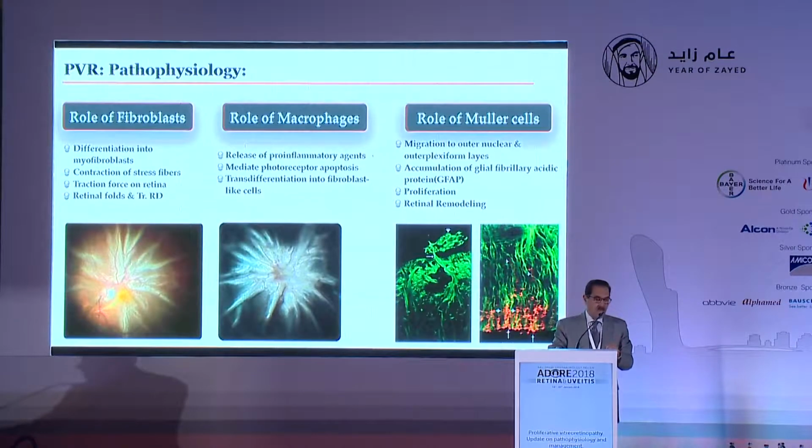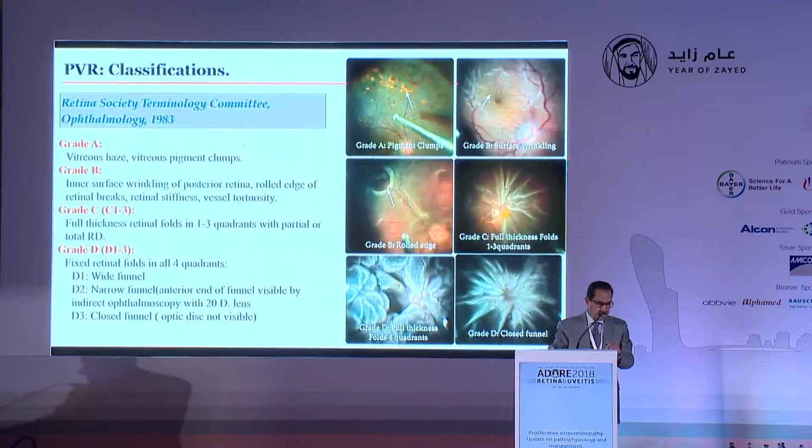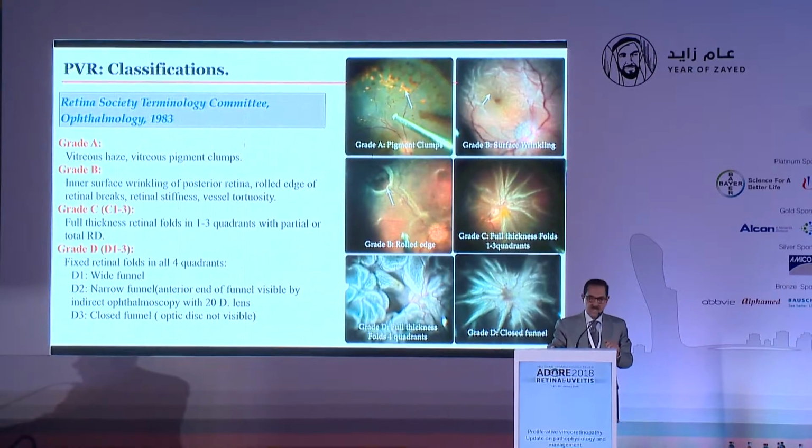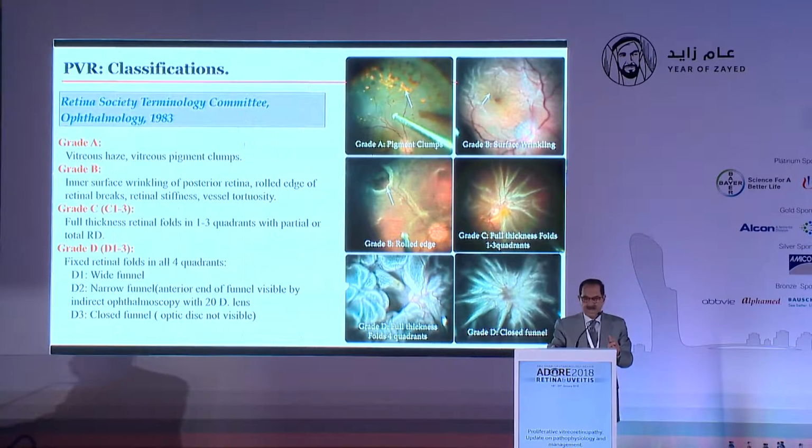I would like to mention that, in addition to the retinal pigment epithelium, there are 3 other cells that play a major role in the production of PVR. These are the fibroblasts, the macrophages, and Muller cells. Several classifications have been proposed for PVR. The most practical, the most widely used, and the simplest is the one proposed by the Retina Society Committee.